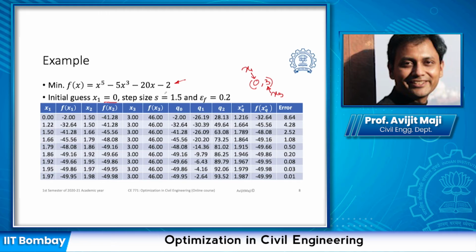So to give you a resemblance of that particular method, in this case I have chosen a step size of s equal to 1.5. Now if you look into the 3 points, we are going to get 0, 1.5 and 3, and for the precision I have set it to 0.2.